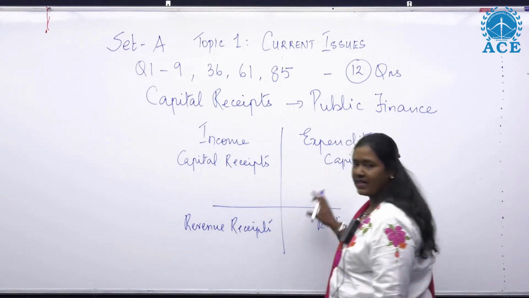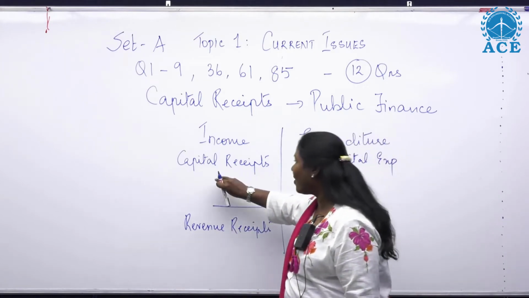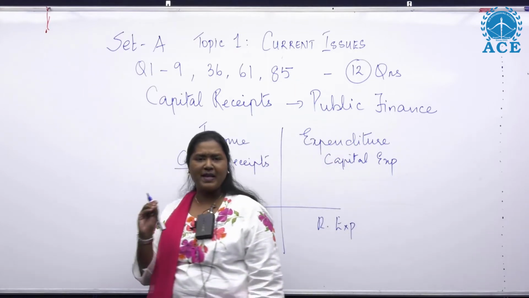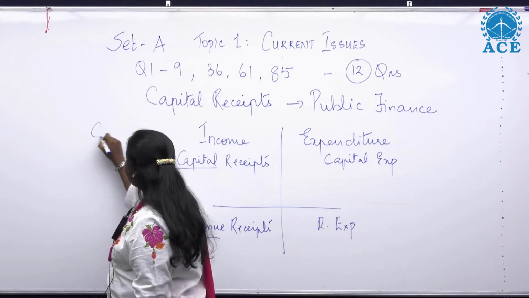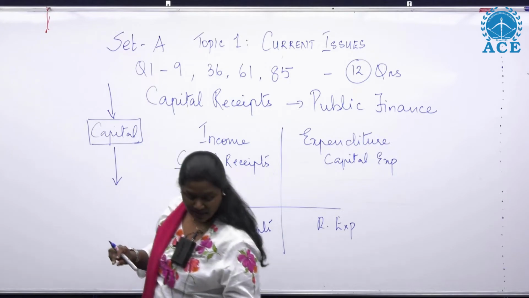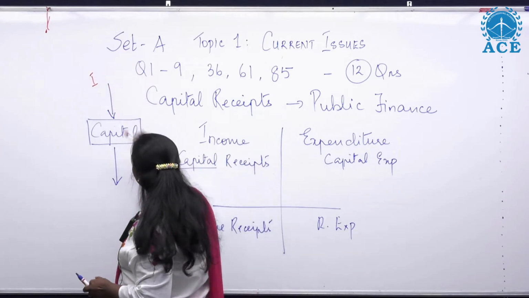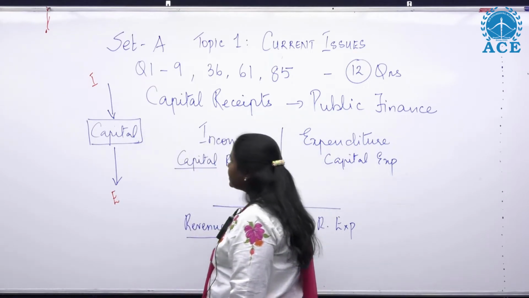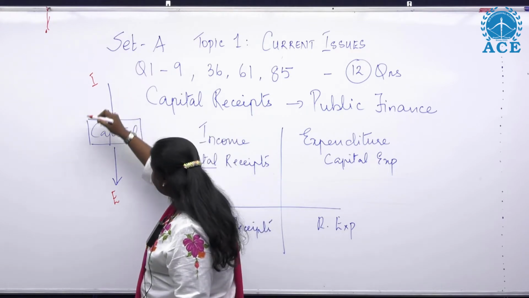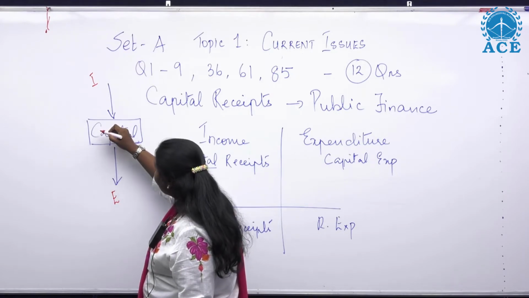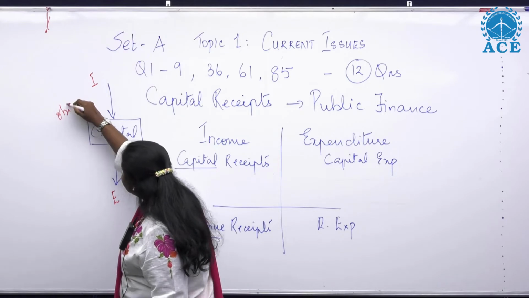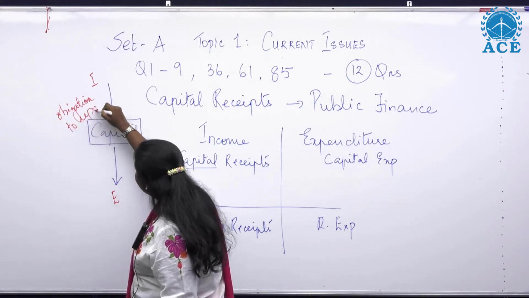So what goes into these? As I had given the trick in class, instead of memorizing what comes into these, I asked you to know the meaning of the words capital and revenue. You have all the money that is coming in, which is income, and all the money going out, which is expenditure. The meaning of the word capital is that for all the money that comes in, the government has the obligation to repay it. So capital receipts means there is an obligation to repay that money.